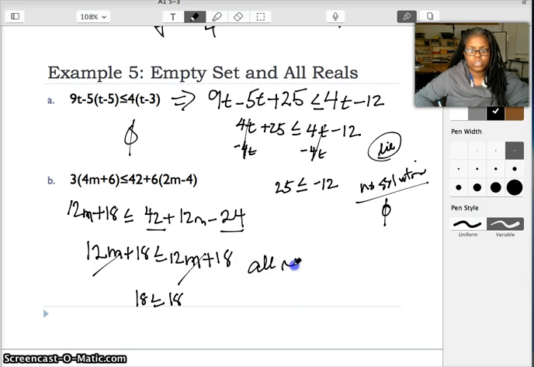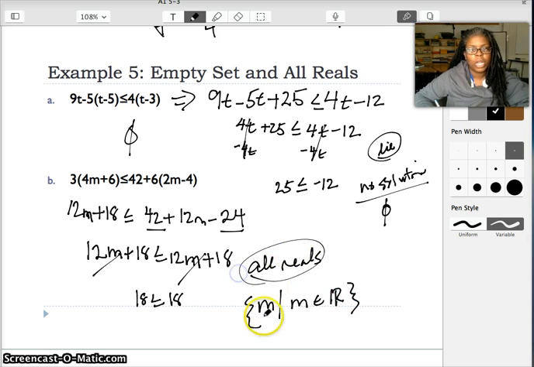All reals, right? We could write that in set builder notation as what is a variable? m, such that m is an element of the reals, my sophisticated mathematicians. So all reals, any old number will work. All real numbers, that's how we do it.